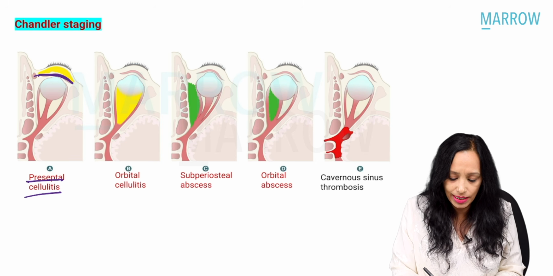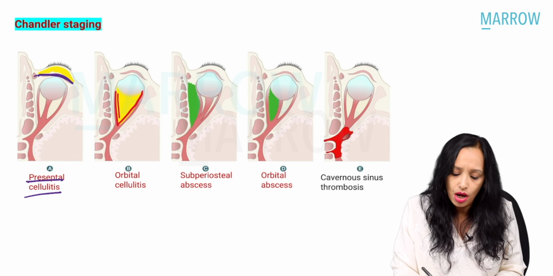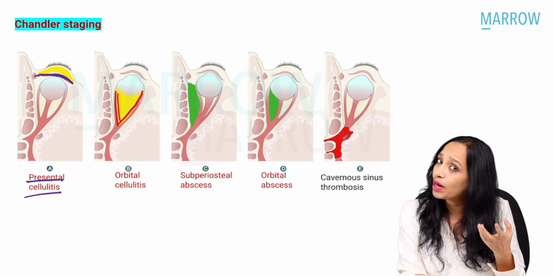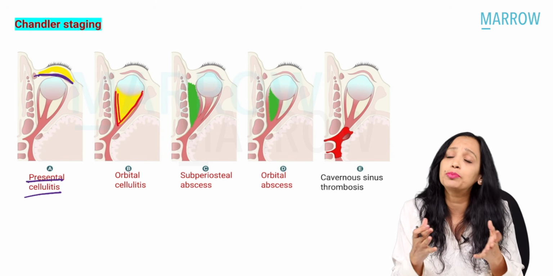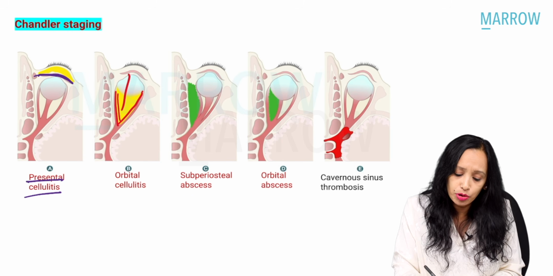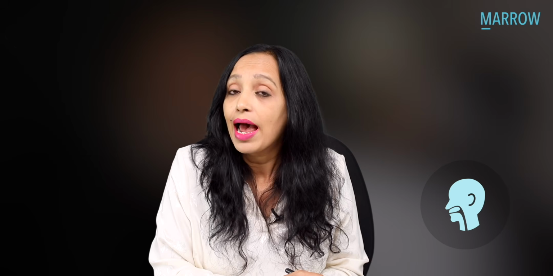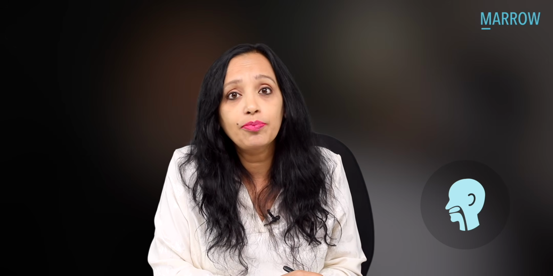Orbital cellulitis is cellulitis inside the cone. Now always remember that whenever there is inflammation inside the cone, edema inside the cone, any mass or abscess inside the cone, that will push the orbit. What is that known as? Proptosis. And will that be an axial or a non-axial proptosis?